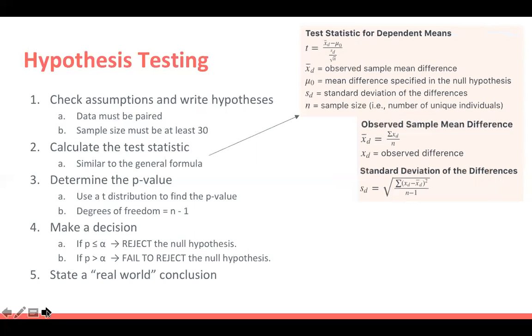So first, to calculate your test statistic, you're going to want to calculate the standard deviation. After calculating the standard deviation, you want to calculate the observed sample mean difference, and then you can go on to plug those numbers in to the test statistic for dependent means. So once you have that, you can determine the p-value, and you can use a t-distribution in order to find this. Make sure that you know that your degrees of freedom is your sample size minus 1 for the t-distribution. Then, once you have your p-value, you can make a decision whether to reject or fail to reject the null hypothesis. Then state a real-world conclusion.